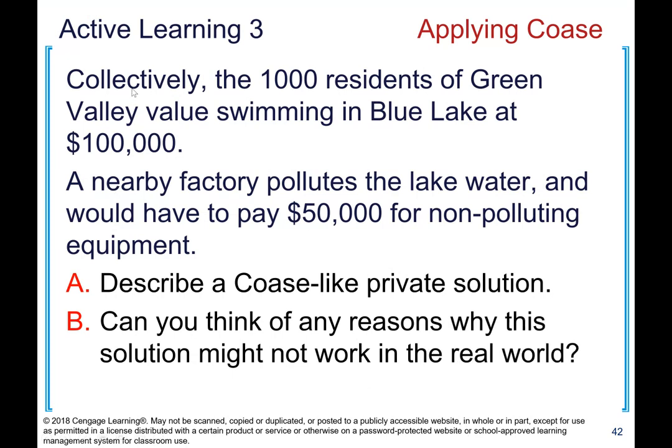Active Learning 3. Collectively, the 1,000 residents of Green Valley value swimming in Blue Lake at $100,000. A nearby factory pollutes the lake water and would have to pay $50,000 for non-polluting equipment. Part A: describe a Coase-like private solution. Part B: can you think of any reasons why this solution might not work in the real world?